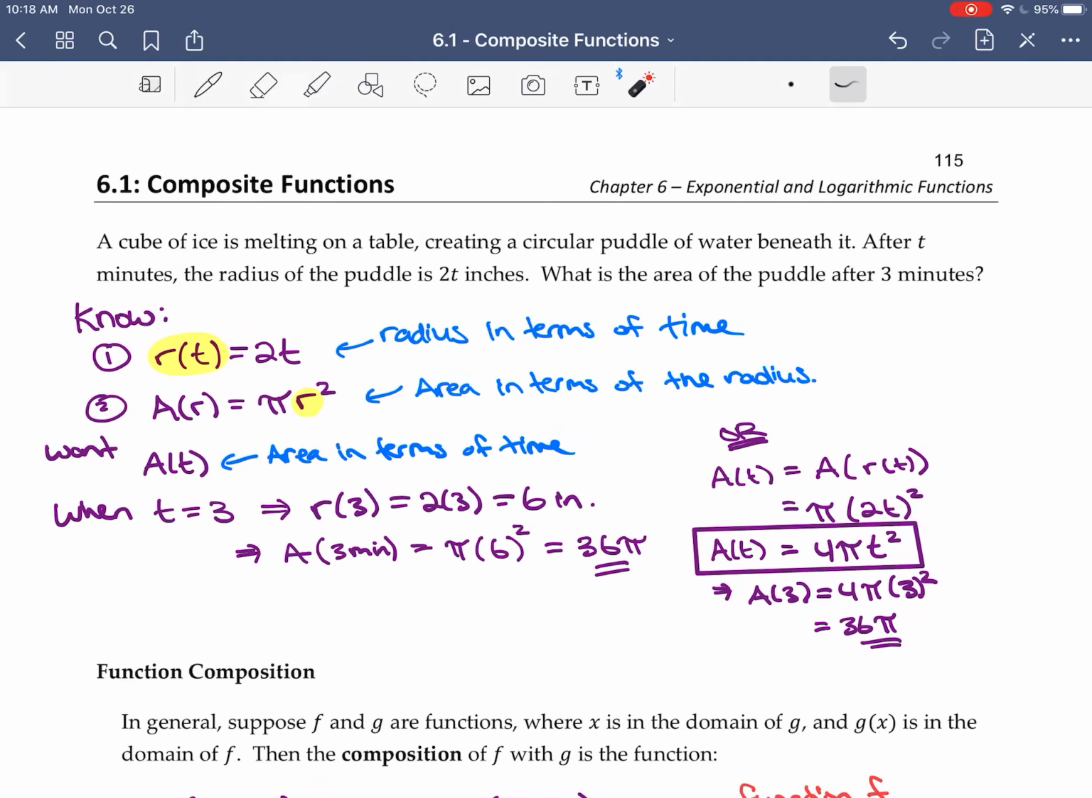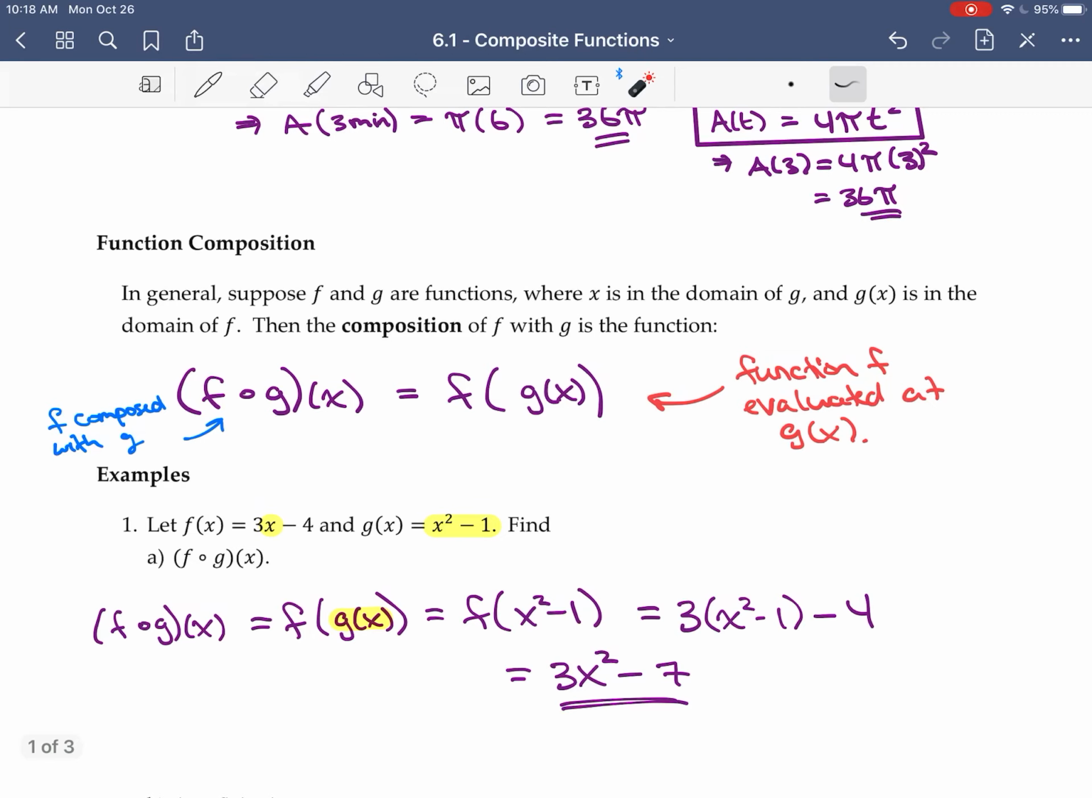In this video, we're going to do some extra examples using composite functions, so composing two functions together. So just remember the notation and the definition, I guess. When you compose two functions, we use this little circle, and you read it as composed with. So this is f composed with g of x. Okay, so that's the function.